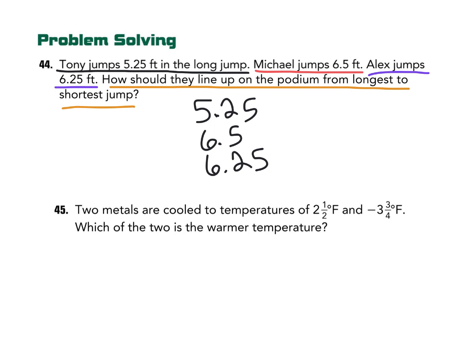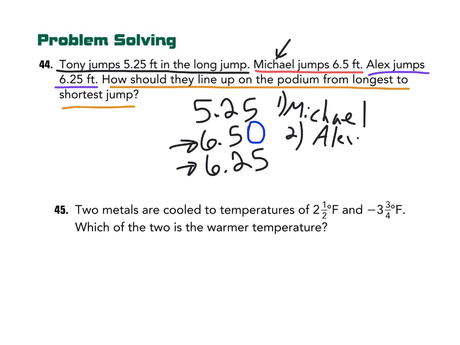What we want to do is line up your decimal points, and then remember, for decimals you can always add zeros afterwards, and that'll make it easier. We want longest to shortest jump, so the longest would be the biggest number here. So the longest jump would be the 6.50. That was Michael. So Michael was first, and then second, 6.25 would come next, which was Alex. And then in third, Tony was 5.25.